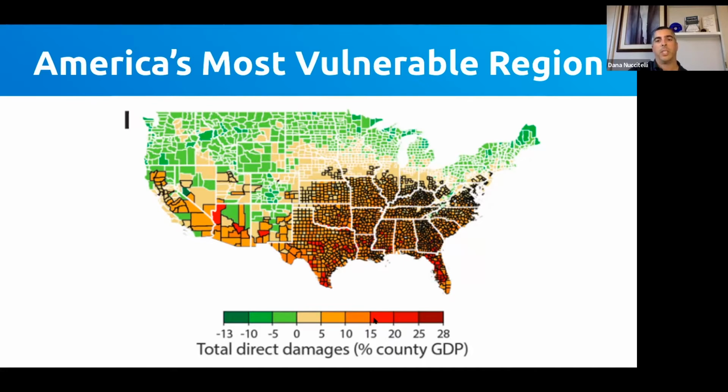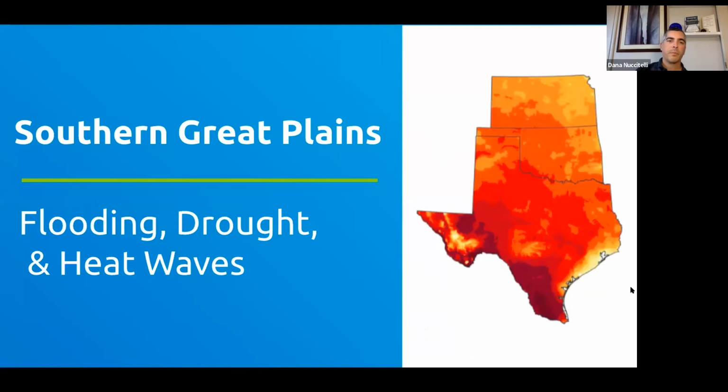You're talking about between 10 to 25+% of GDP in these orange to red counties by the end of the century in a worst case scenario. So again, we can mitigate this by slowing climate change, but you can see it is the most vulnerable region, with the most orange and red colors from these various damaging climate change impacts.